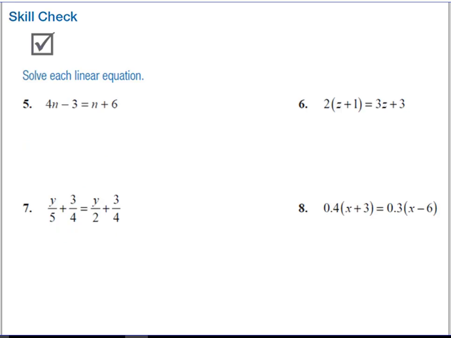Here's a couple questions for you to try on your own now, so go ahead and pause and work these out. Check your answers in the answer key, and then you can go ahead and move forward, and we'll look at some of the story problems together.